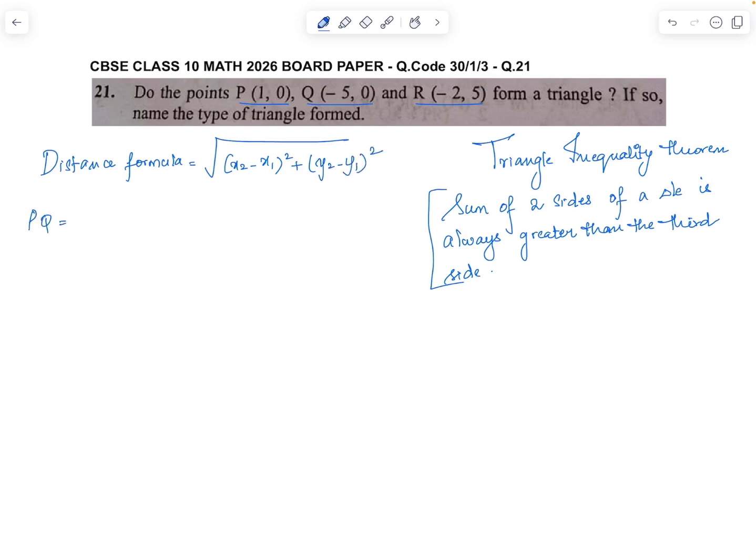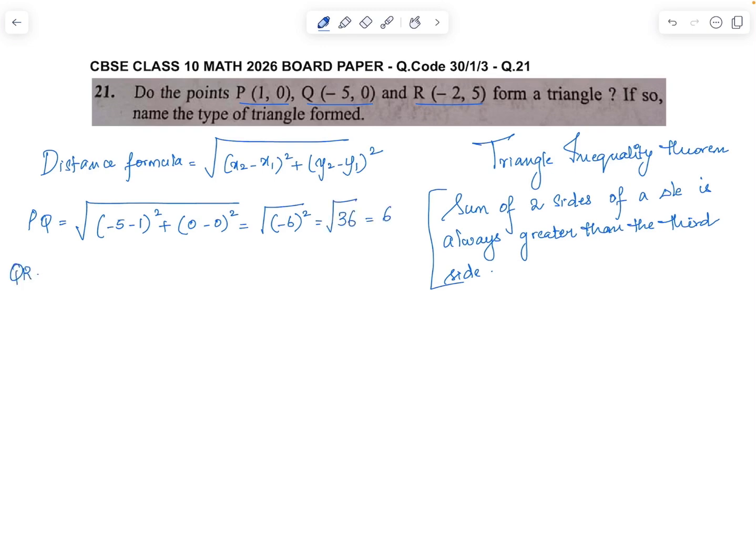For PQ, (x1, y1) is (1, 0) and (x2, y2) is (-5, 0). So we get root of (-5 minus 1) the whole square plus (0 minus 0) the whole square, which is root of (-6) square, that is root 36, which is 6 units.